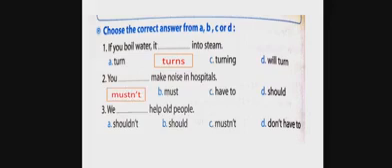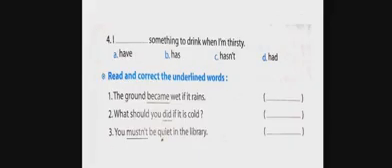We shouldn't, should, mustn't or don't have to help old people. Don't have to means something that is not necessary. So here, we help old people. The correct answer is should. We should help old people.